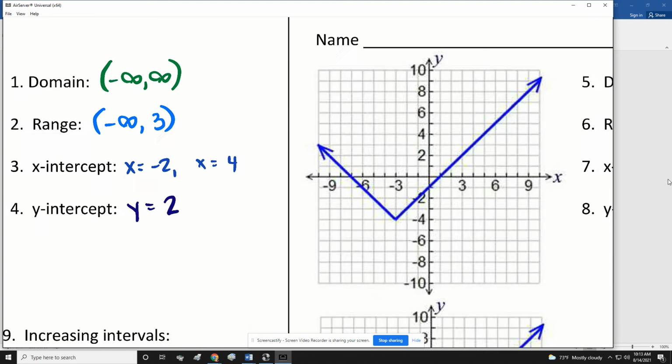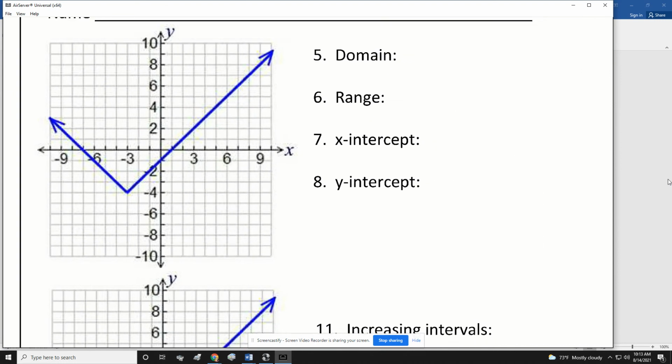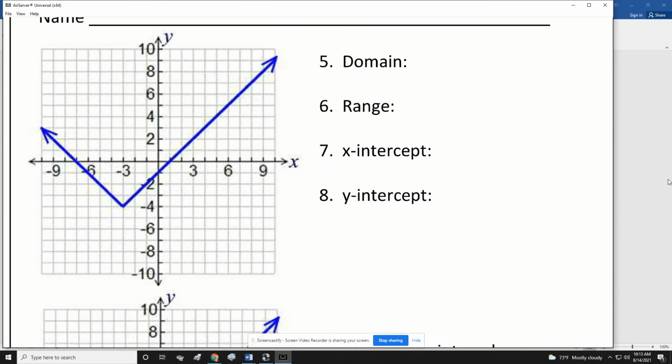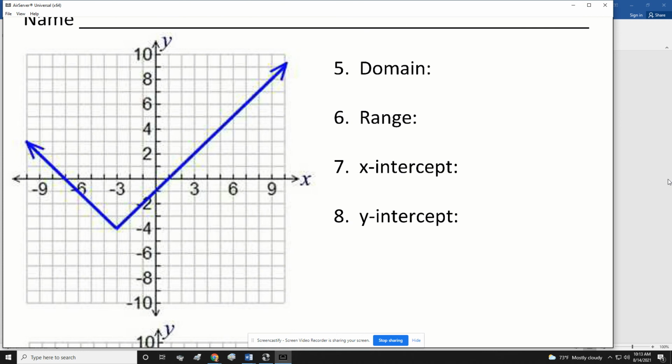All right, so I want you all to move over to the other column and complete 5 through 8 on your own. And if I start too soon, if the substitute will pause the video, that would be great.